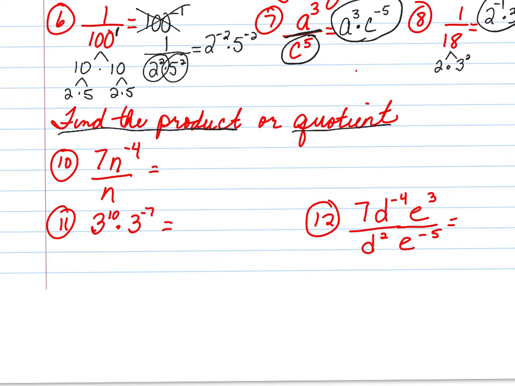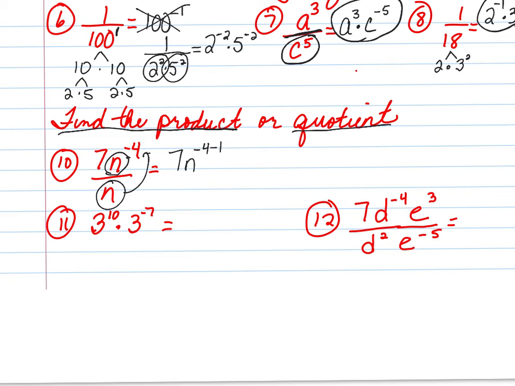You guys, I told you yesterday you have to show me the rules, right? This is what we're going to do. These two have the same base, right? What's the power in the denominator? 1. So I'm going to rewrite this as 7n to the negative 4th power minus 1. I take this one up and I subtract it.